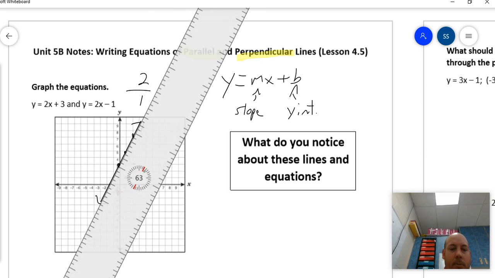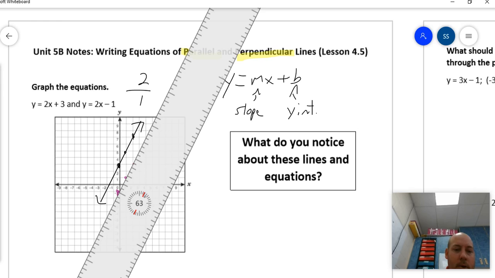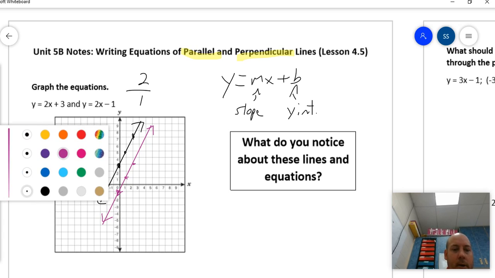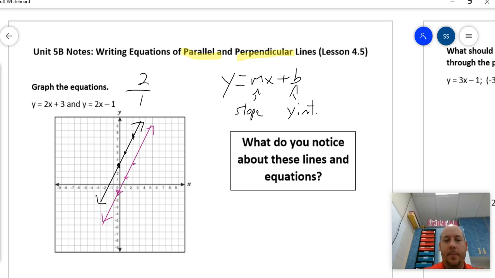Again, let me use my straight edge. There we go, and it looks like that. So what do you notice about these lines and equations? What we want you to see here is that they have the same slope. The steepness of the two lines is the same, and we know we get the steepness of a line by measuring the slope. So the slope is equal, and they are parallel to each other.